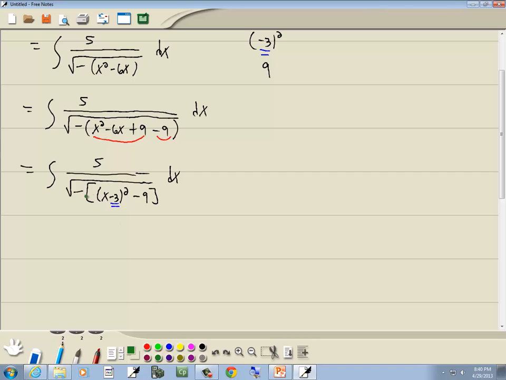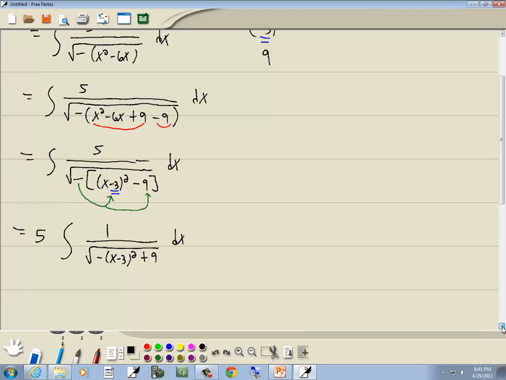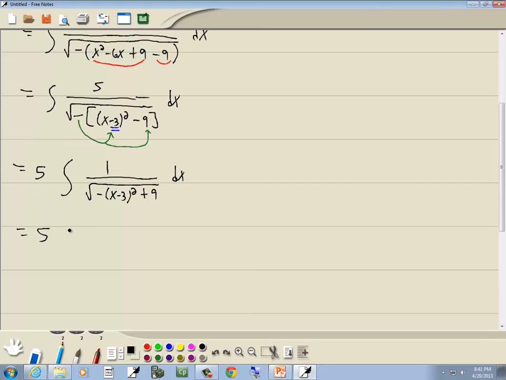Well, now we have a negative out in front, so I'm going to multiply it times the x minus 3 squared and times the negative 9. Now I'm going to go ahead and take the 5 out front. I know I'm not going to need it. 1 over, and then this would give us negative x minus 3 squared. Negative 1 times negative 9 gives us a positive 9, dx. Now I can flip those two around. So this is going to become 1 over the square root of 9 minus x minus 3 squared dx.